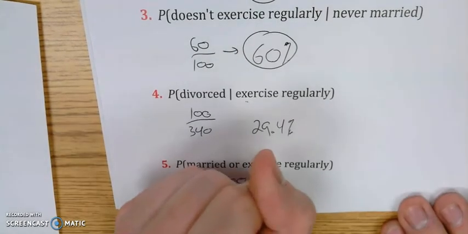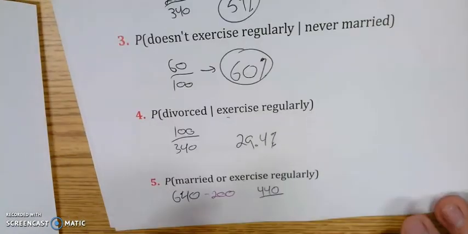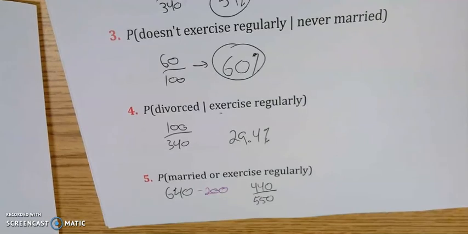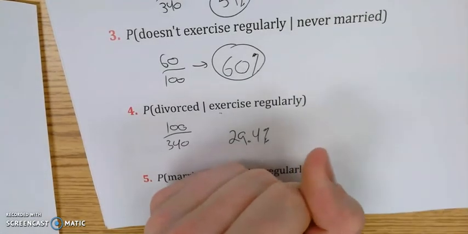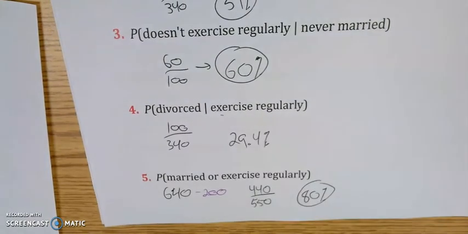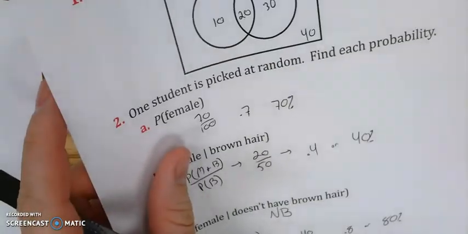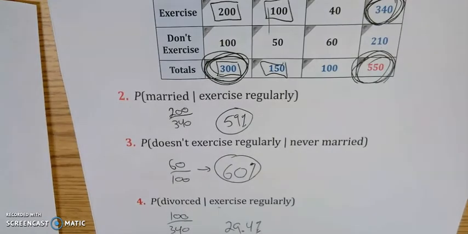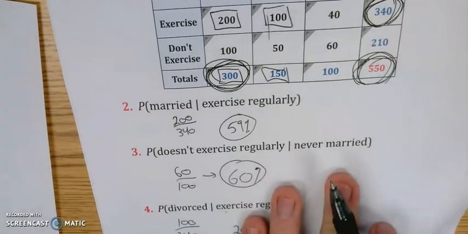When we do that, we would get 440 out of our total 550. And that's just an overall total because it doesn't have a conditional clause to it. We would get 80% for that. All right, so that's conditional probability with both Venn diagrams, the circles, and then two-way tables, which a lot of people think are easier to navigate.